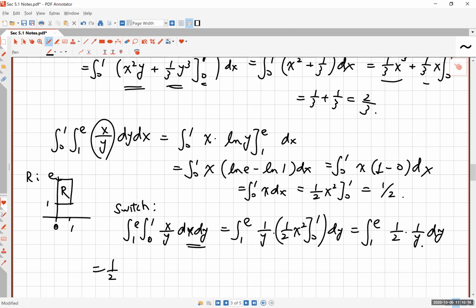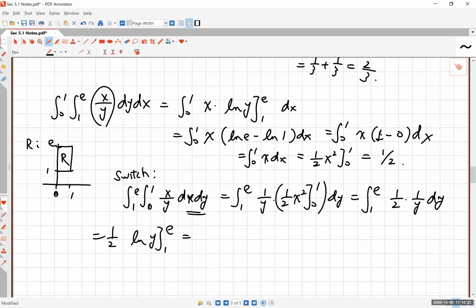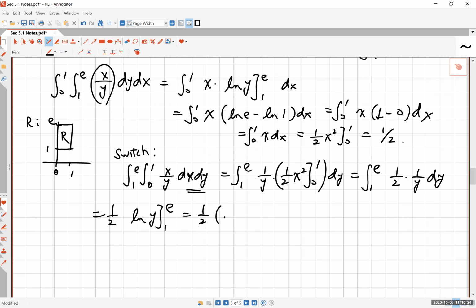And the integral of dy over y is, of course, the natural log of y, going from 1 to e. And as before, this becomes natural log of e minus the natural log of 1. And this is, of course, 1 minus 0. And so the answer is 1/2.